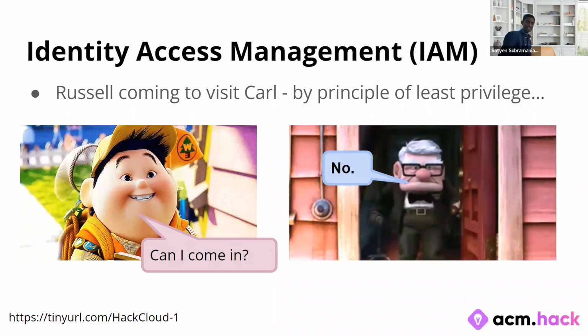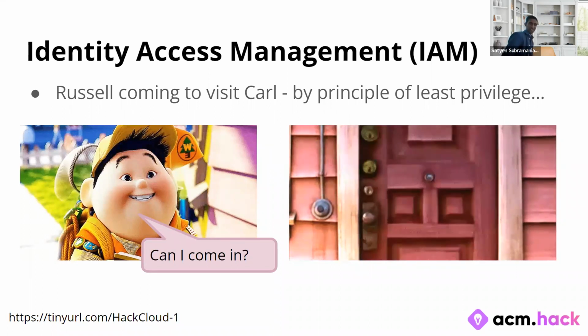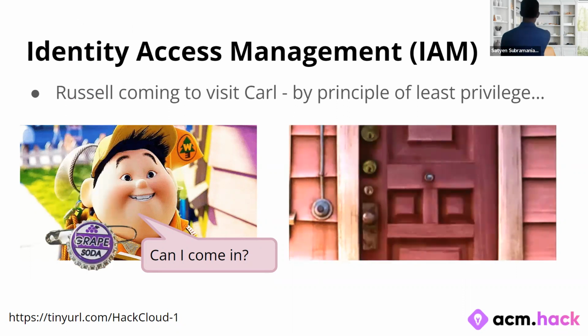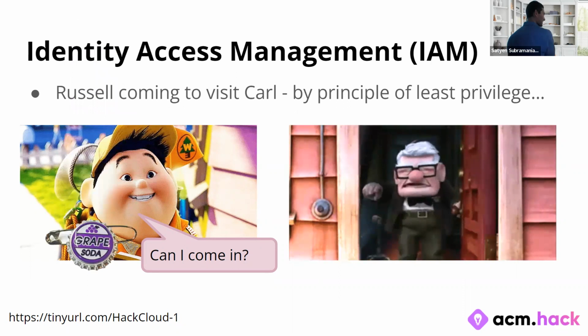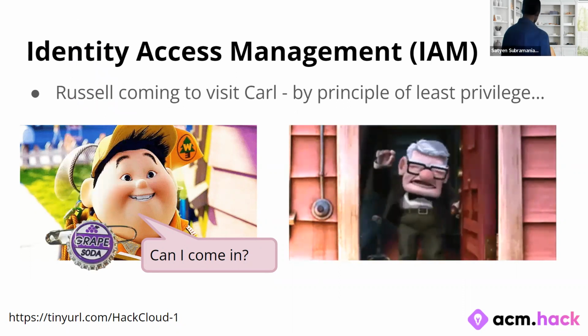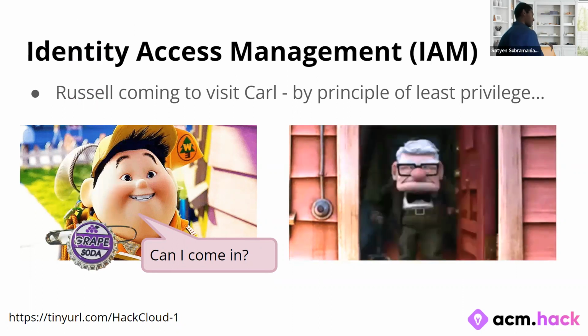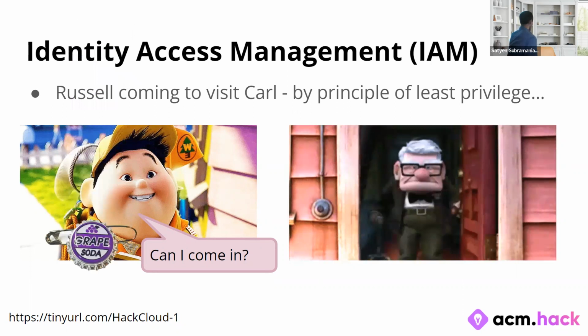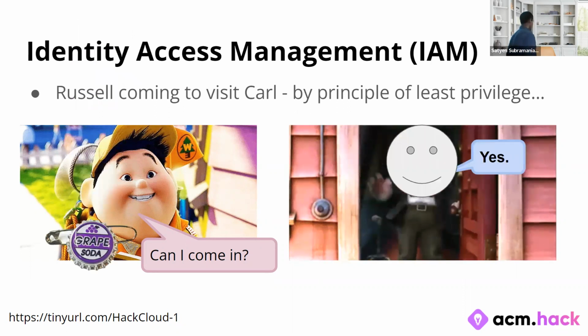To fix this, Russell can bring his badge the next day and ask if he can come in again. In this case, the badge serves as a form of authentication, the proof that Russell really does have the ability to enter Carl's house. And now Carl's happy.